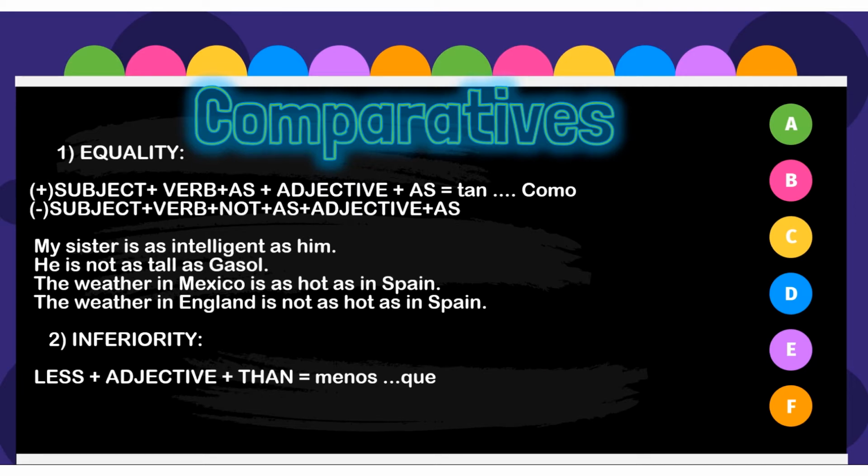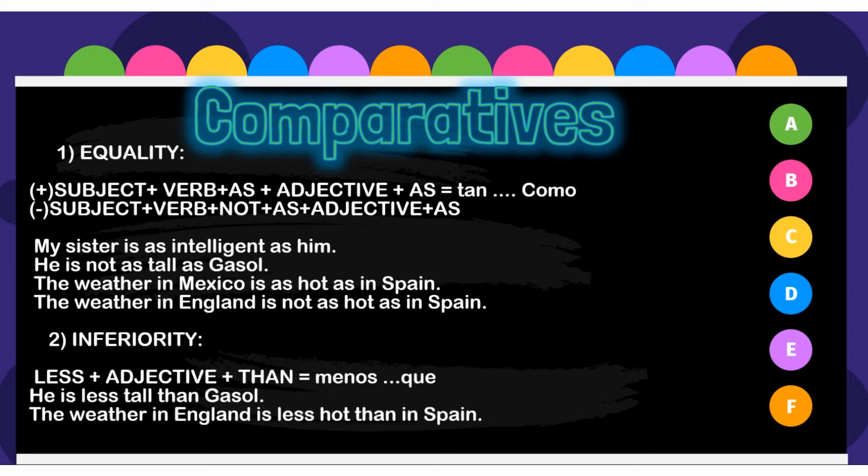Inferiority. Less plus adjective plus than. Menos que in Spanish. Examples. He is less tall than Hazel. Here you have subject, verb be, in this case, the word less, the adjective, then, and the complement. The weather in England is less hot than in Spain, right? Also here, subject, verb be, the word less, the adjective, also then, and the other word that you're comparing, the weather in this case, right? So, this exam is less difficult than the last one.